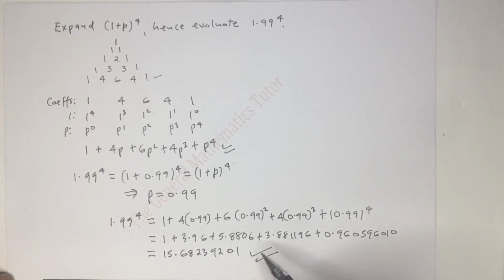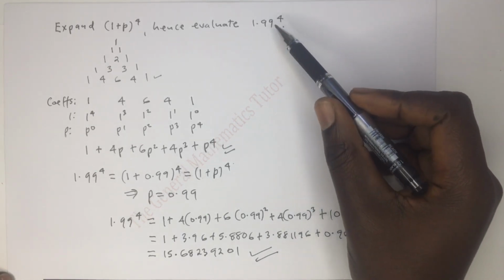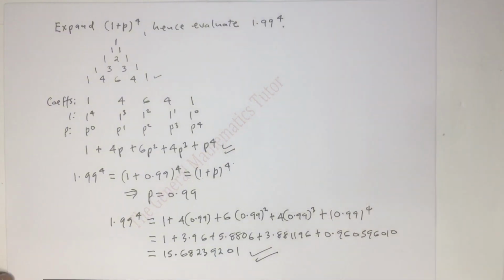So to check if you're right, you can just key in 1.99 raised to the power 4 into your calculator.